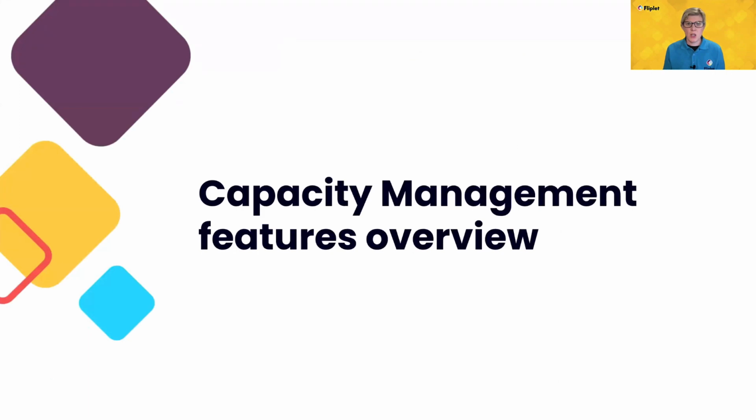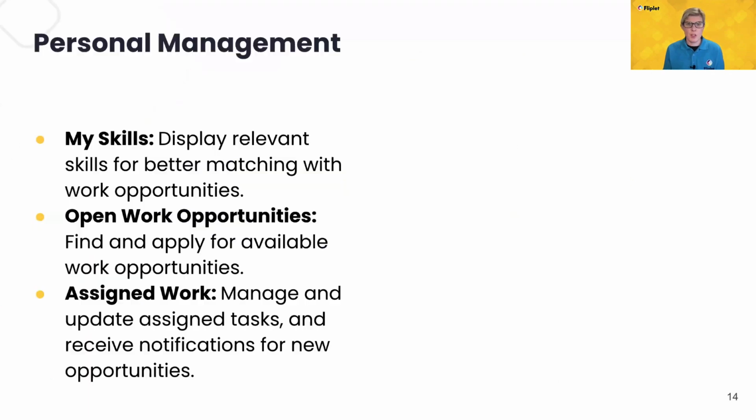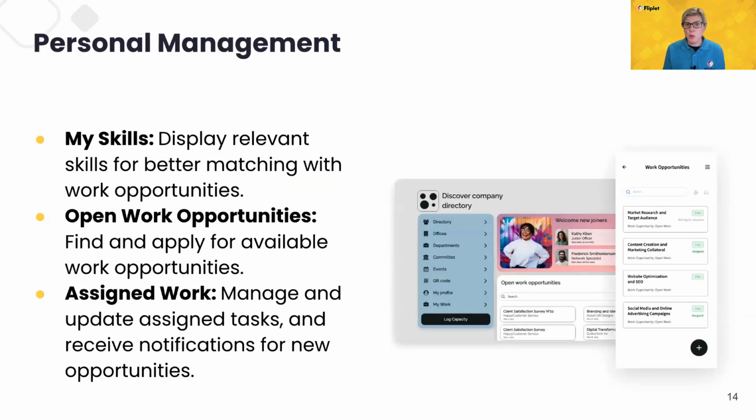So let's now take a look at the key features of capacity management. From a user perspective, your staff should have access to see their skills, that will display the relevant skills for better matching with work opportunities. They should be able to see the open work opportunities, find and apply for available work opportunities within the company, and look at assigned work so they can manage and update their own assigned tasks and receive notifications for new opportunities.